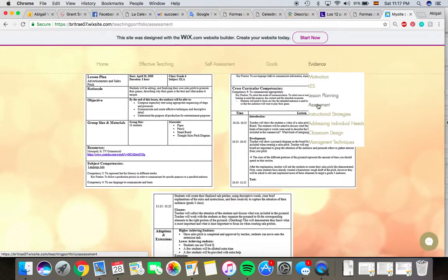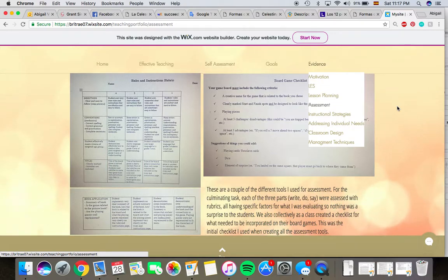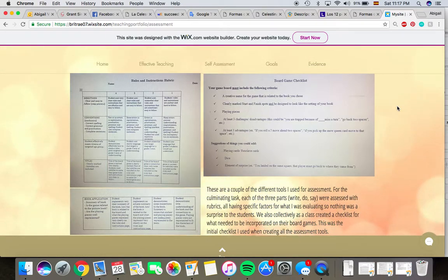For the assessment, I took a rubric that I did and a board game checklist which was created with my classroom. So this just kind of demonstrates how I implement assessment, but also how my students are able to help with what they're being assessed on.